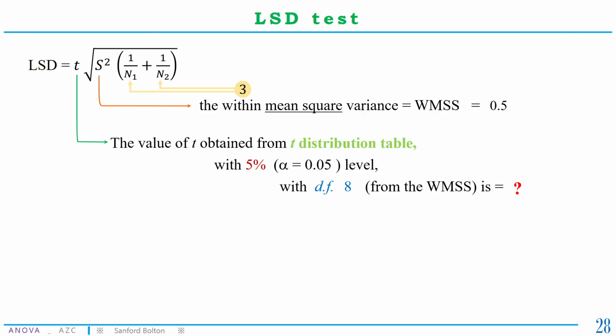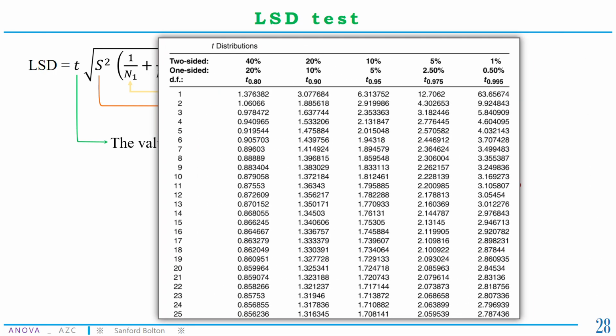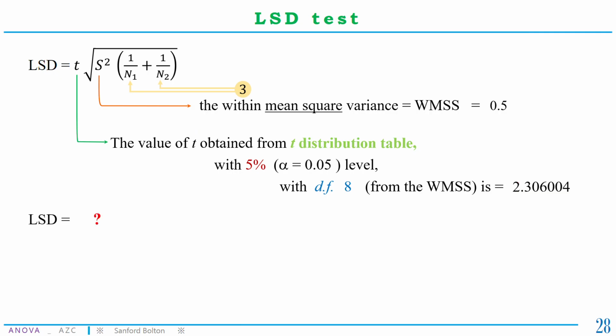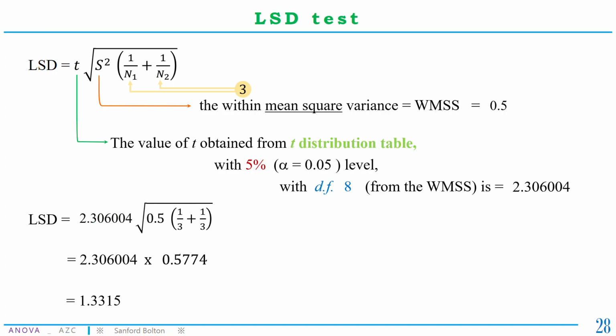Now, identify the tabulated t value with 5% alpha level and 8 degrees of freedom. Let us see the t distribution table. Here, it is a two-sided test with alpha level 5% and the degrees of freedom is 8. Thus, the tabulated t obtained from the t distribution table is 2.306004. Now calculate LSD. Put all the values in the equation of LSD. LSD obtained is 1.3315.